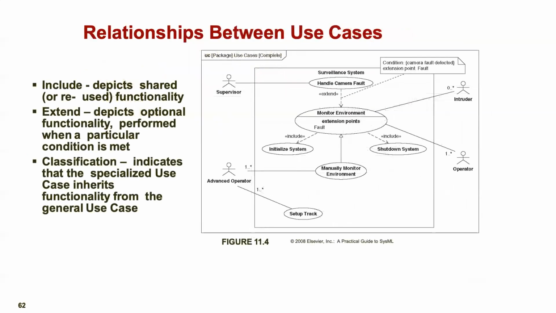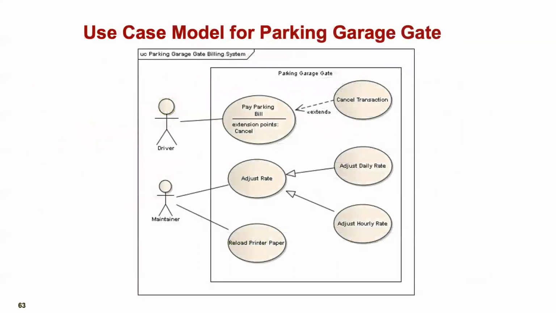For the relationships between the use cases, the include depicts shared or reused functionality. The extend depicts optional functionality. It's performed when a particular condition is met. And the classification indicates that the specialized use case inherits functionality from the general use case.